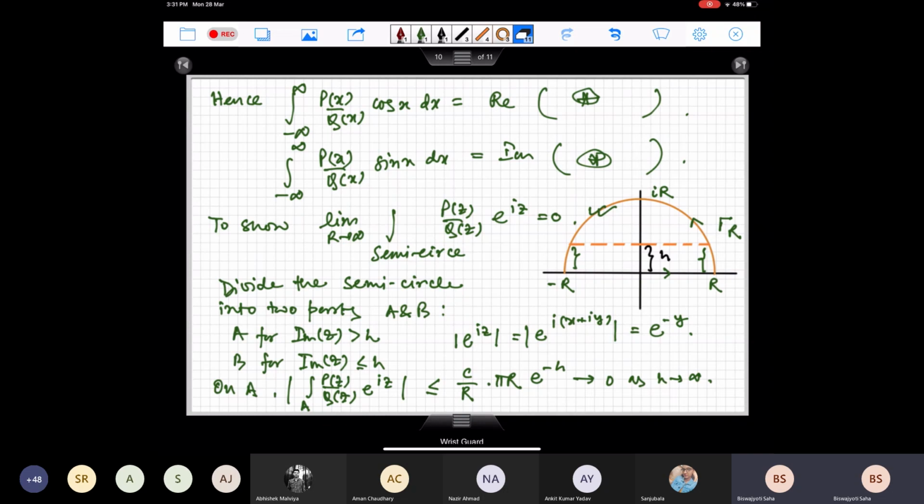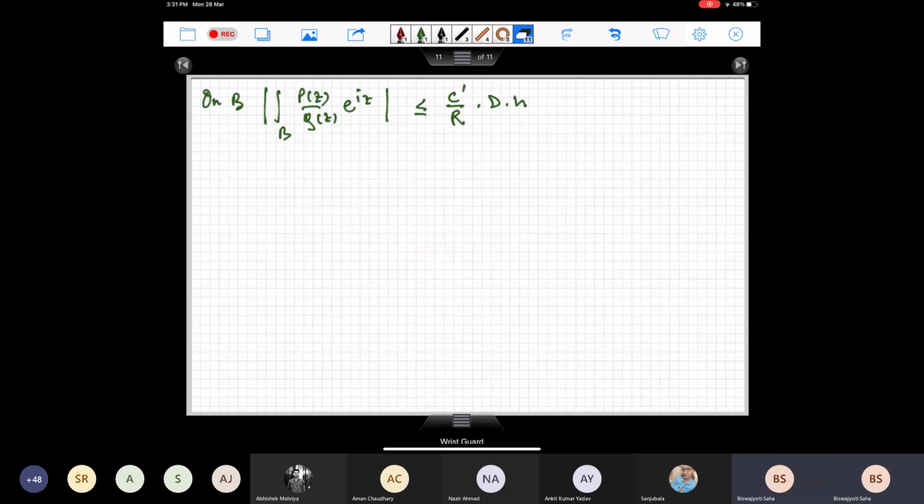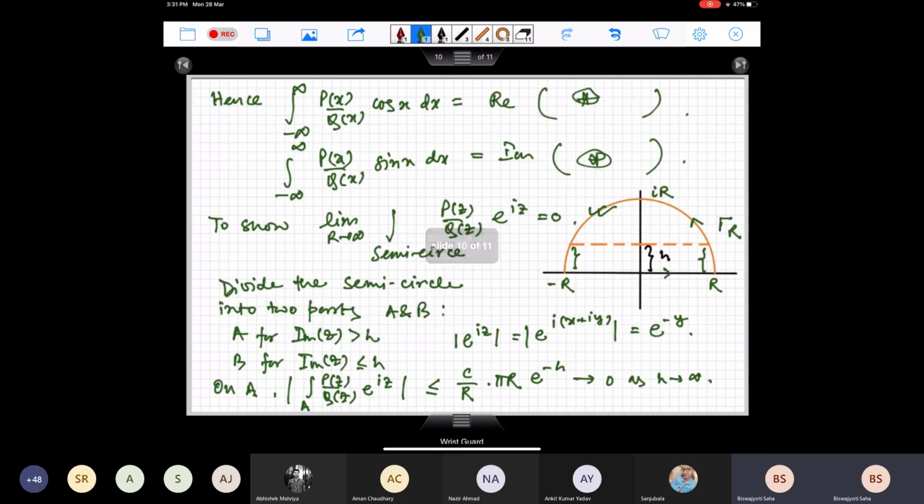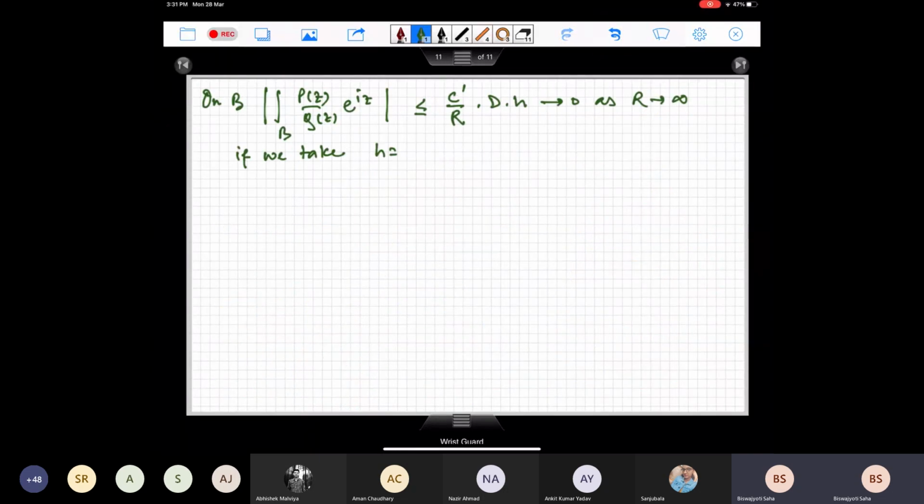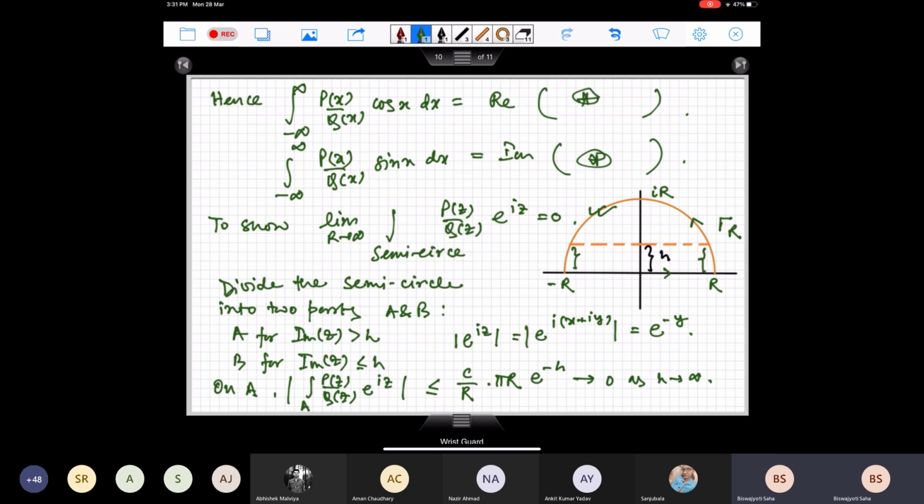The below part, there the length is some constant times h. So this one again goes to 0 as r tends to infinity, if we take h to be smaller in comparison with r, but h should also go to infinity so that this goes to 0. So I can take, like I said, h equal to square root of r. This quantity will go to 0 as r tends to infinity.